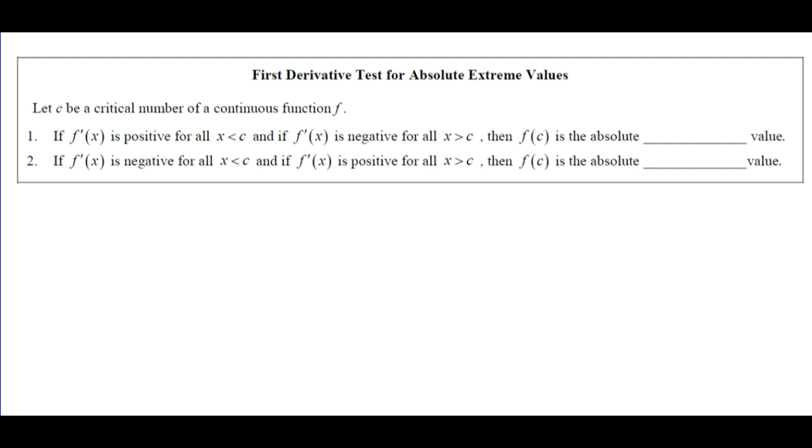So the first derivative test for absolute extreme values: you find the critical numbers, right? If f prime of x is positive for all x less than c, and f prime of x is negative for all x greater than c, then f of c is the absolute maximum.